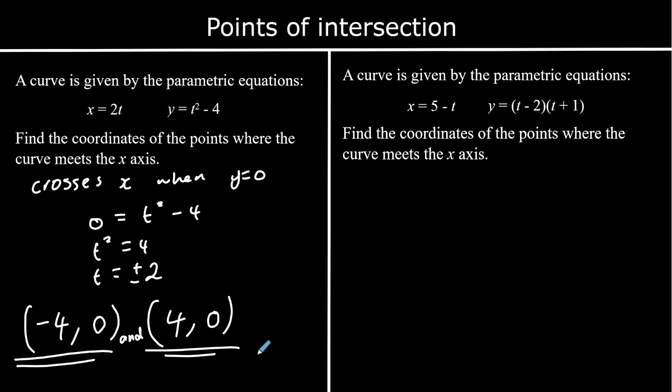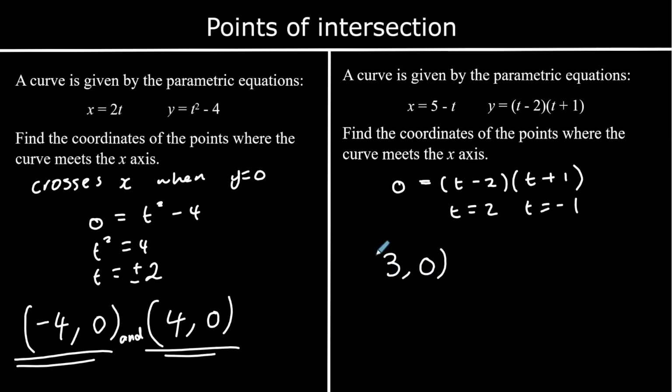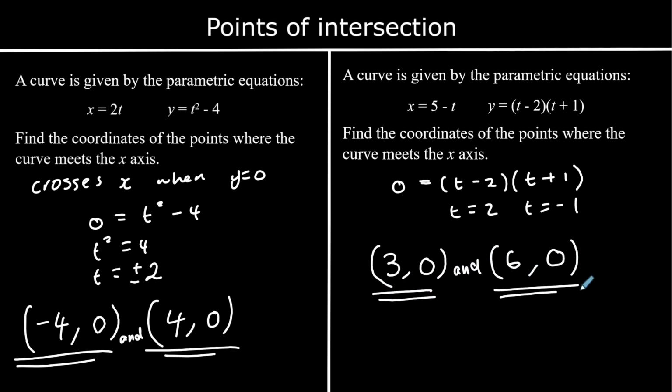One for you to try. Give it a go. So again, it crosses x when y equals 0. Let's make y equal to 0. So we've got t minus 2 times t plus 1 equals 0. So what makes this 0? T can be 2 or t can be negative 1. When t is 2, 5 minus 2 is 3. And when t is negative 1, 5 minus 1 is 6. So it crosses the x-axis at 3, 0 and 6, 0.